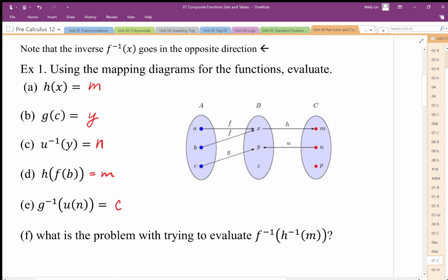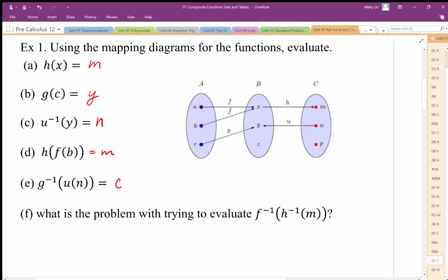The last question here is asking, what is the problem with trying to evaluate the inverse of the inverse of f of the inverse of h of m? Well, the inverse of h is going to be this one here, and we start with m, we're going to end up with x. No problem there.